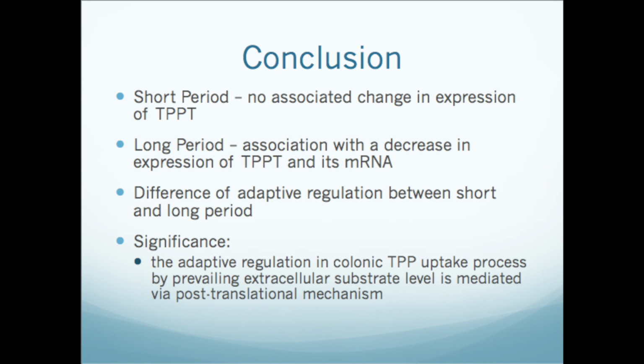Maintaining NCM460 cells in the culture medium containing TPP for a short period was not associated with changes in the level of expression of the SLC44A4 protein in total cell homogenate. Rather, there was a decrease in the level of expression of the transport protein in the membrane fraction of these cells. On the other hand, maintaining NCM460 cells in the presence of TPP for a long period was associated with a significant decrease in the level of expression of the SLC44A4 protein as well as in the level of expression of its mRNA.